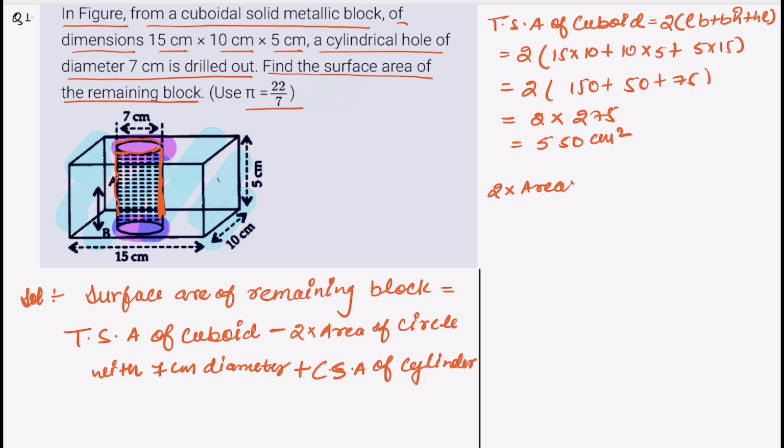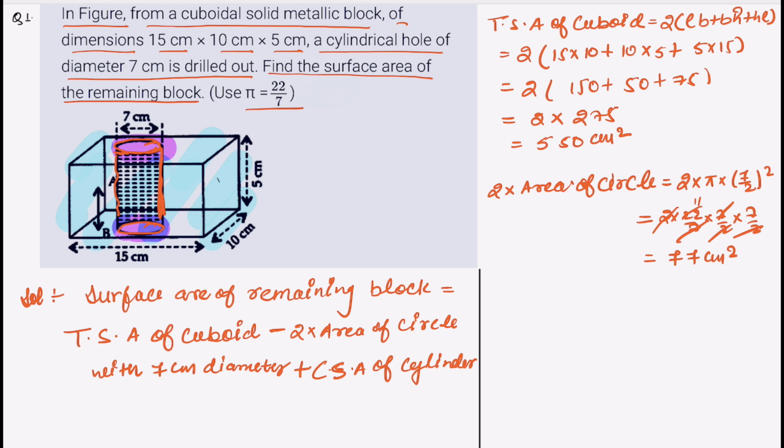Next, what we have to find is 2 times area of circle. Which circle? Upper and lower face of this cylinder, because this is a hollow cylinder. So 2 times area of circle is equal to 2 into pi r square. Diameter is 7, so r is 7 by 2, whole square. From here we will get 2 into 22 by 7 into 7 by 2 into 7 by 2. 7 and 7 cut, 2 and 2 cut, 11 remains, that is equal to 77 centimeter square.